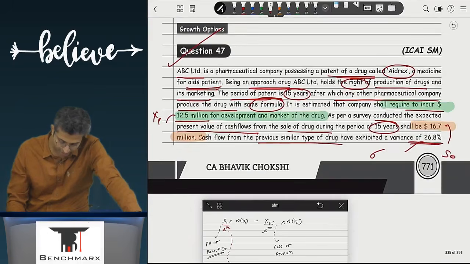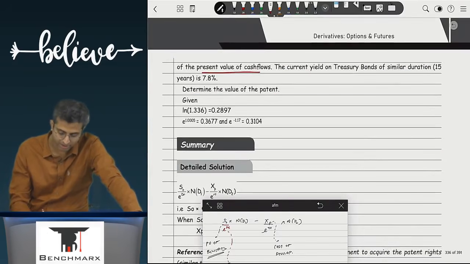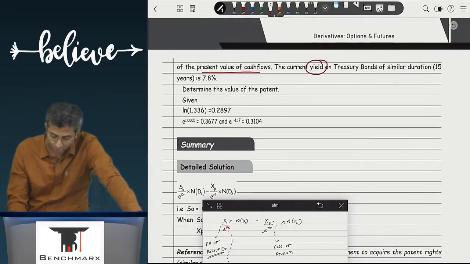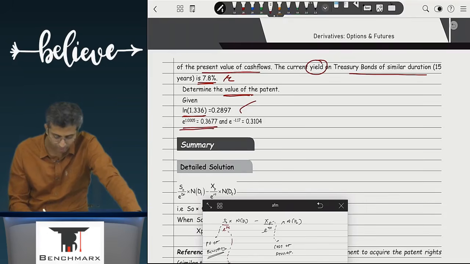So over here, cash flow from similar types of drugs have exhibited 28.6% variation. The current yield on the treasury bonds of similar duration is 7.8%. This is R. Determine the value of the patent given that the natural log of a particular number is 0.2897 and e raised to 1.0005 and e raised to 1.17 is given to you. We'll see how this is to be used.